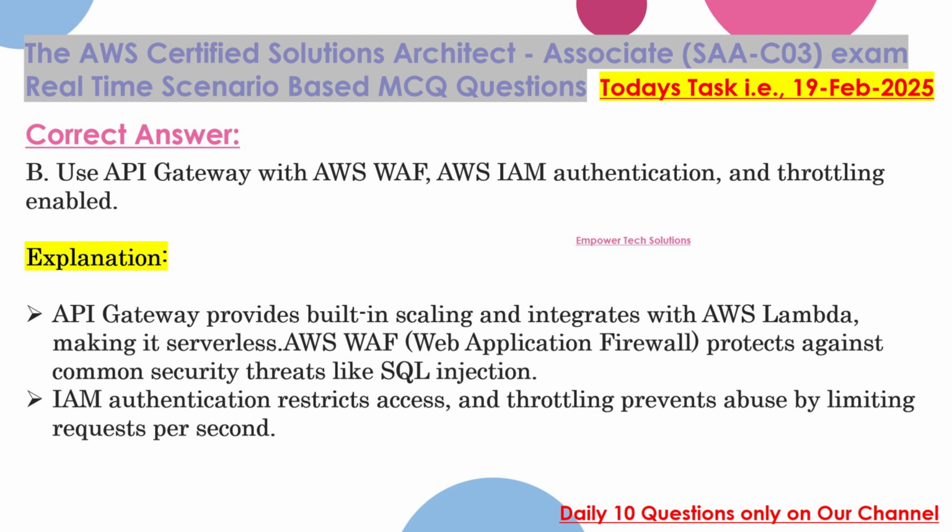Correct answer: B. Use API Gateway with AWS WAF, AWS IAM authentication, and throttling enabled. Explanation: API Gateway provides built-in scaling and integrates with AWS Lambda, making it serverless. AWS WAF, Web Application Firewall, protects against common security threats like SQL injection. IAM authentication restricts access, and throttling prevents abuse by limiting requests per second.